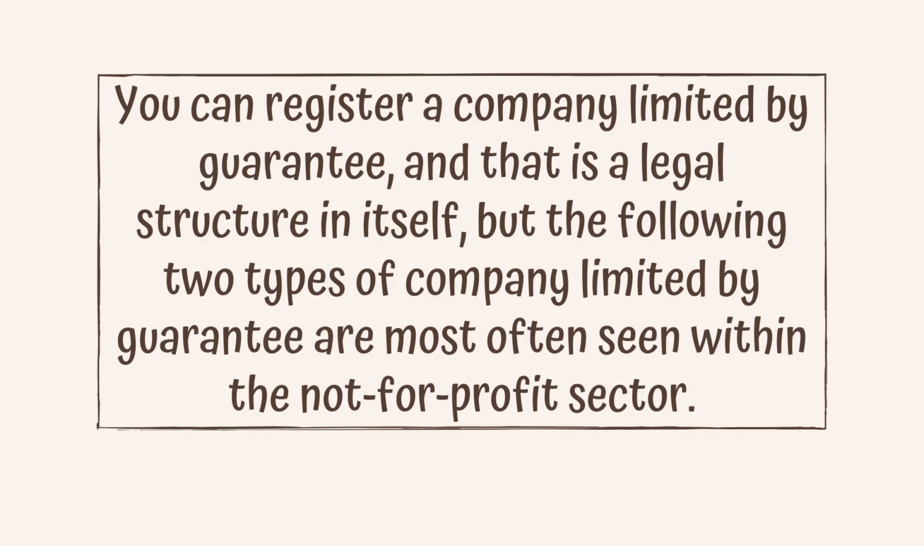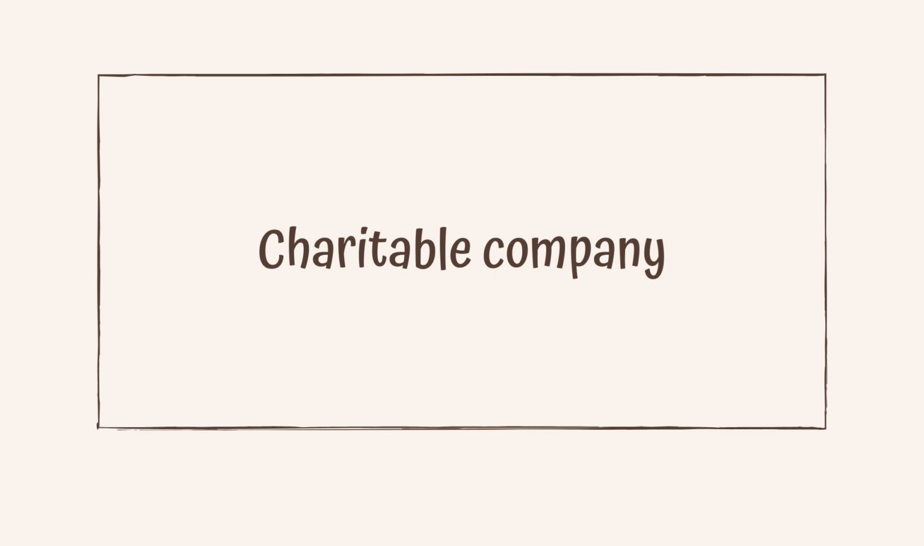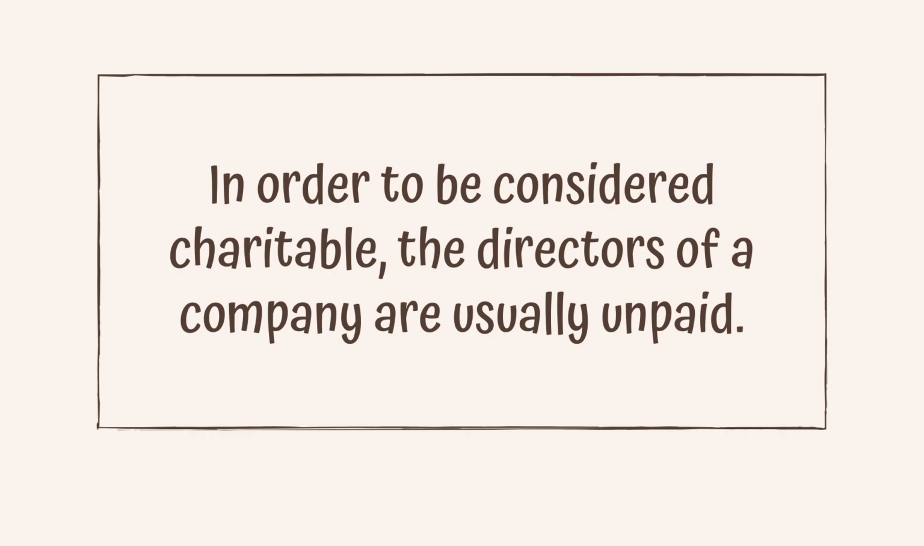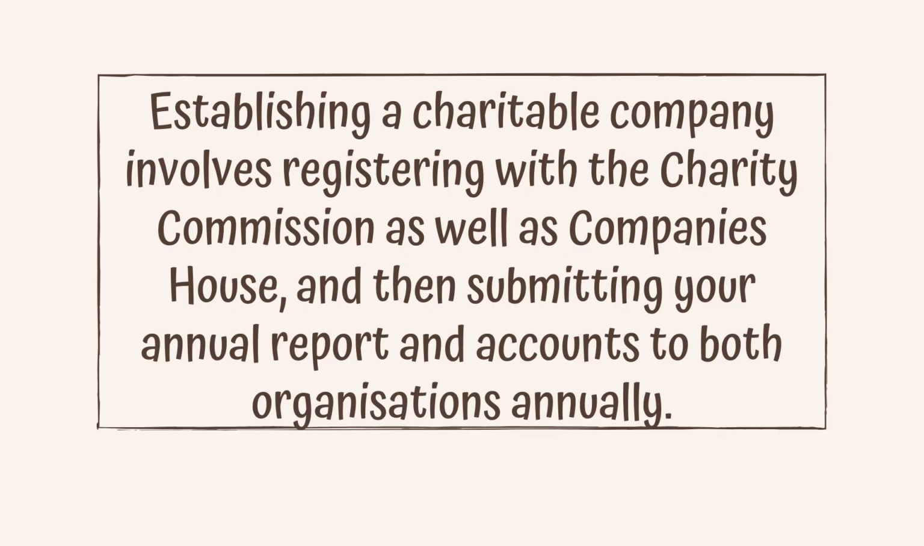There are two main types of company limited by guarantee that you can register. A charitable company. A company can be a charity if it meets the legal requirements required by charity law. This must be clear from the governing document. So if you wish to set up a charitable company, you should use the model memorandum and articles of association approved by the Charity Commission. In order to be considered charitable, the directors of a charitable company are usually unpaid. Establishing a charitable company involves registering with the Charity Commission as well as with Companies House, and then submitting your annual report and accounts to both of these organisations.